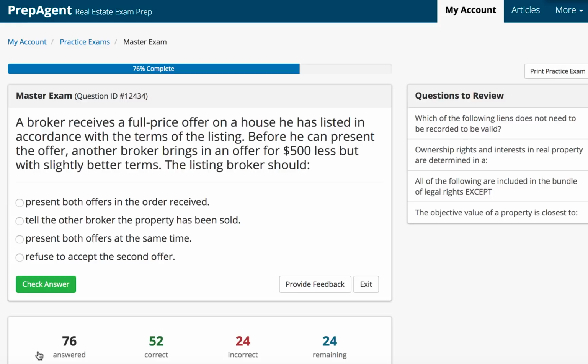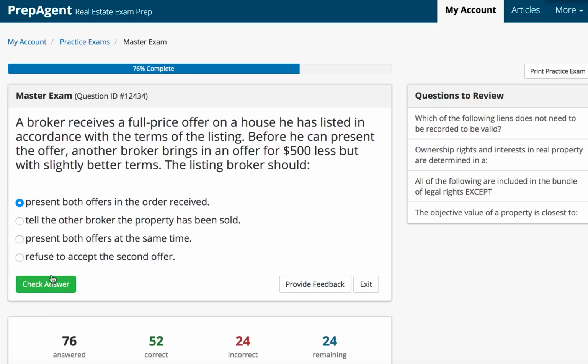A broker receives a full price offer on a house he has listed in accordance with the terms of the listing. Before he can present the offer, another broker brings in an offer for $500 less, but with slightly better terms. The listing broker should present both offers in the order received, tell the other broker the property has been sold, present both offers at the same time, or refuse to accept the second offer.